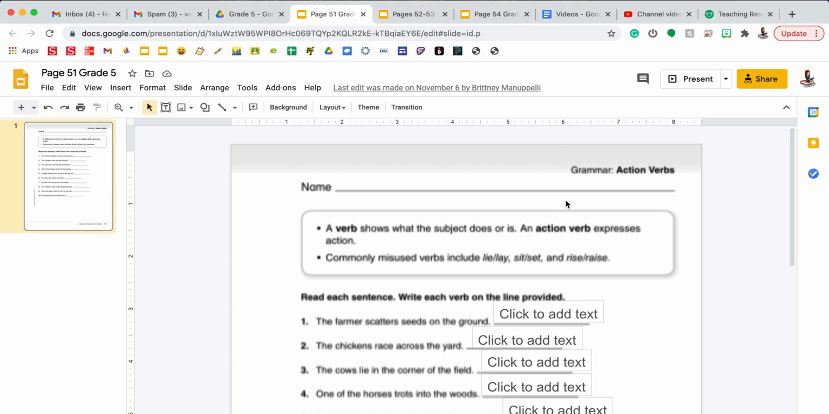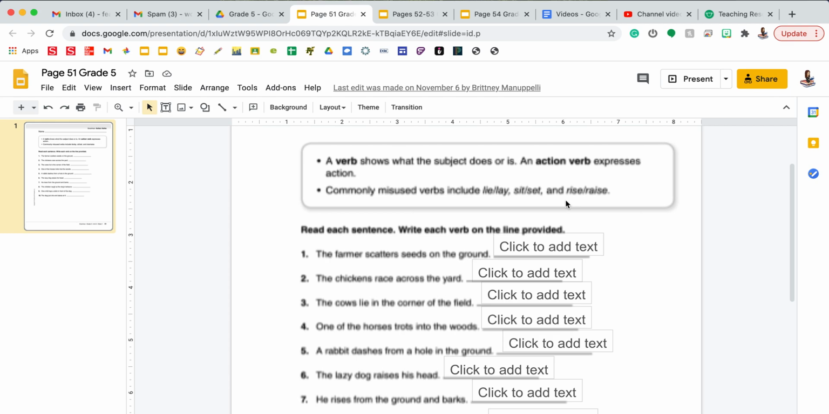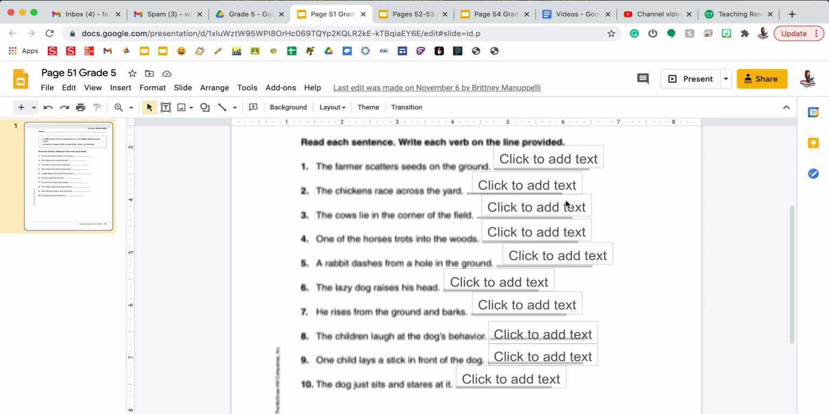Your first page is page 51, and on this page we're looking at action verbs. A verb shows what the subject does or is. An action verb expresses an action. Commonly misused verbs include lie and lay, sit and set, and raise and rise. Read each of these sentences and write the verb on the line provided.